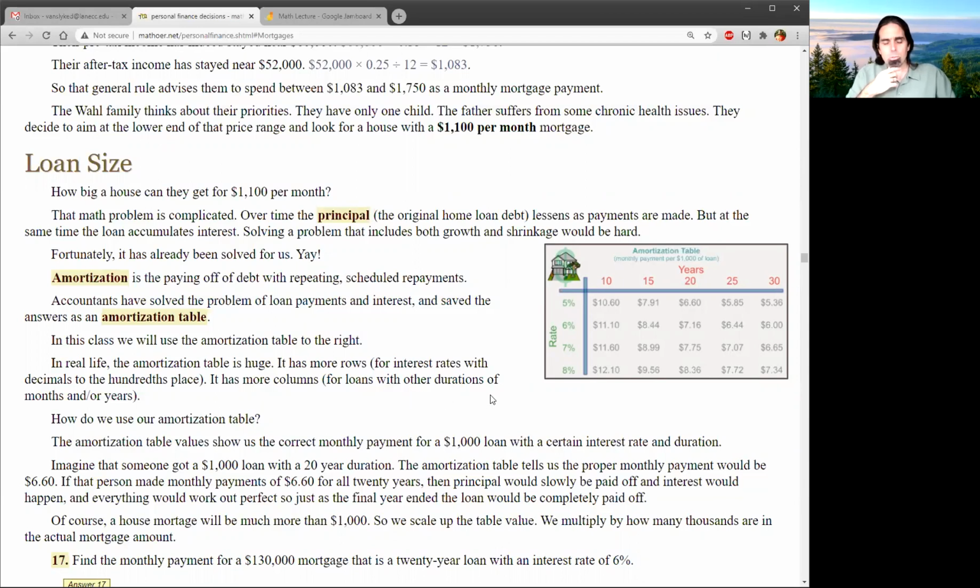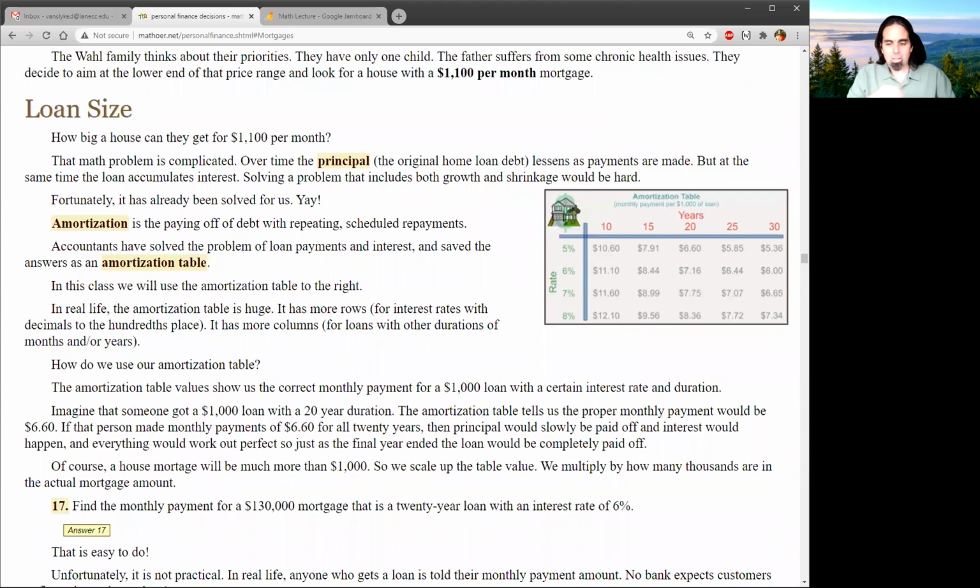Okay, so how do we use this table? It shows us the correct monthly payment for a $1,000 loan. Up at the top, it says monthly payment for $1,000 of loan. If you were to loan me $1,000, I could barely get a nice garden shed for the backyard, let alone a whole house. So if this is per 1,000, that means if I want a bigger loan, I have to pay this amount more than once.